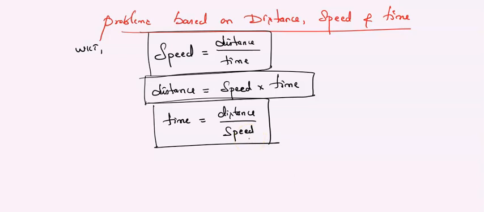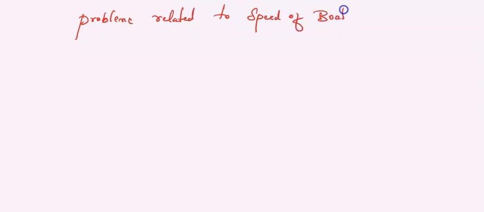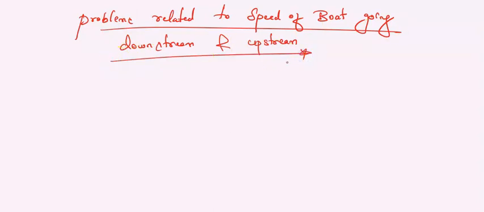Now, very important and very interesting, and I hope many students have doubt on this case. As I have seen, many students usually get confused while they solve this type of problem. Observe here. When we solve the problems related to speed of boat going downstream and upstream, how should we solve?